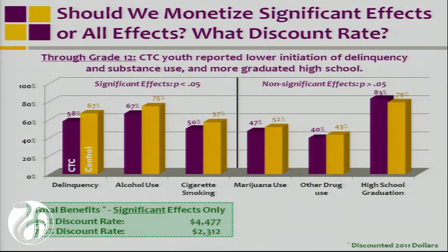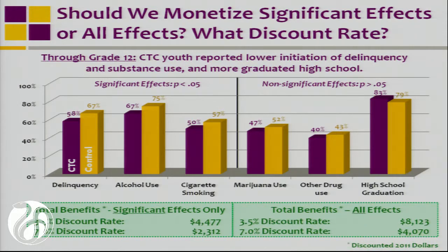If we focus our benefits estimates only on those significant effects and we use a discount rate of 3.5%, we find a net present benefit of $4,477 per youth. At a 7% discount rate, the value is nearly halved. And that rate, although it may seem high, is considered in the literature that I've looked at.